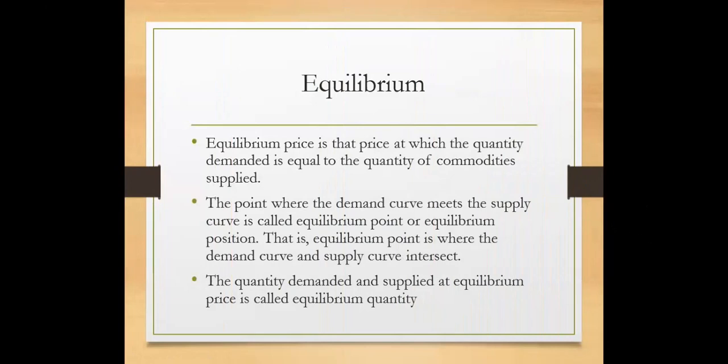Now, still on some concepts on equilibrium. We have the equilibrium price, and it is that price at which the quantity demanded is equal to the quantity of commodities supplied. Now, the point where the demand curve meets the supply curve is called the equilibrium point or equilibrium position. Are we together? Okay. So where the supply curve and demand curve meet or intersect, we call that point the equilibrium point. Please, are we together?